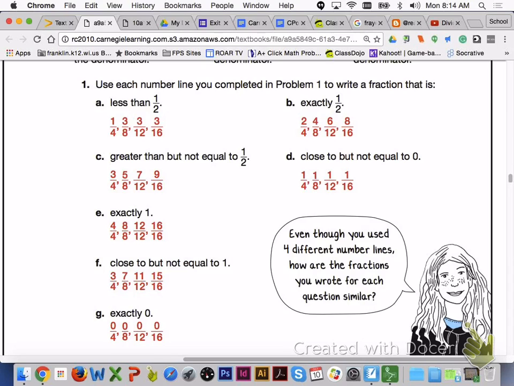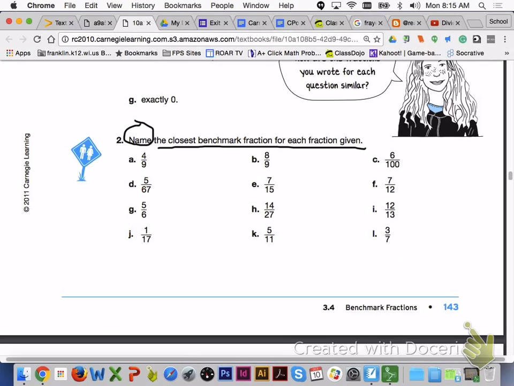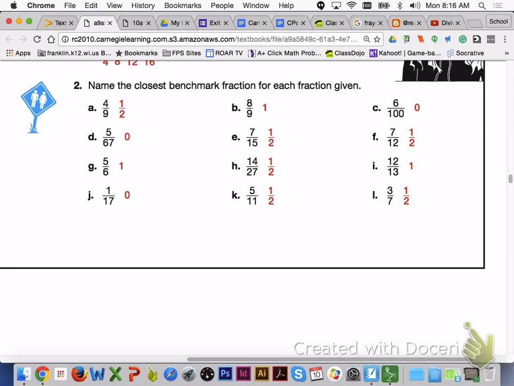Here are your answers for number 1, letters A through G. Please check over your fractions to make sure that they are correct. Answer number 2, letters A through L with your group members. Here are your answers for number 2, letters A through L. Please check them over to make sure that you have named the closest benchmark fraction for each fraction given.